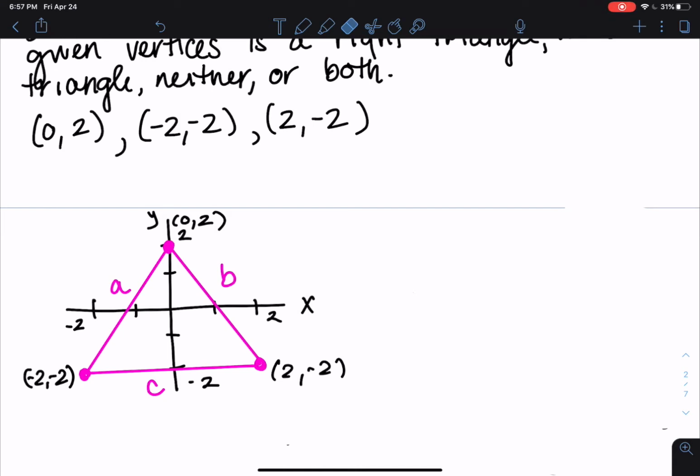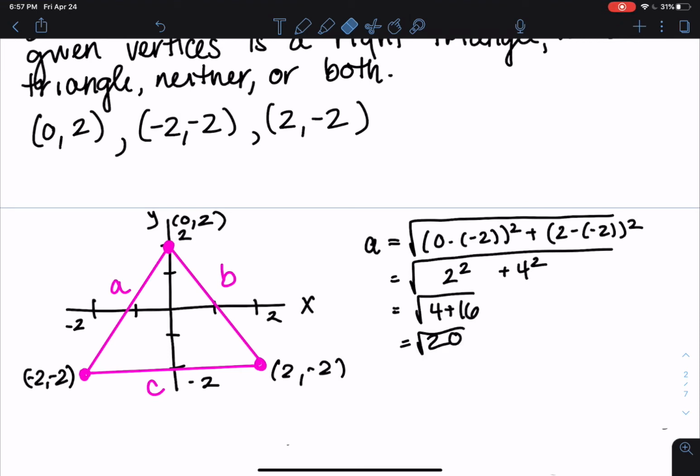So I want to go ahead and first, if it's isosceles, I know 2 of the sides are going to be exactly the same length. So let's go ahead and find length A, B, and C just by using our distance formula. So A, we'll look at the distance between 0, 2 and negative 2, 2. So we take the square root of the difference in x's plus the difference in y's. And if you go through this, A will end up equaling the square root of 20.